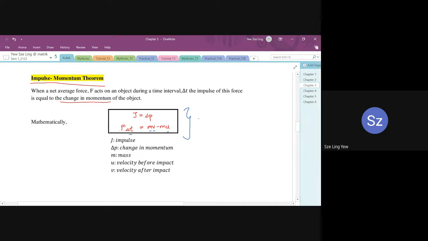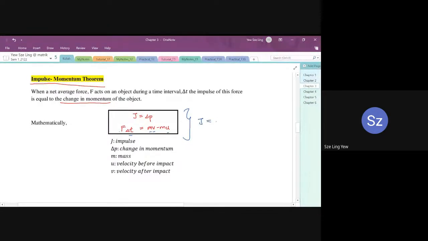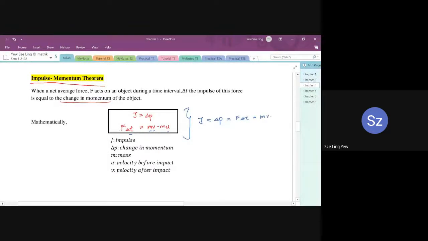In fact, I would prefer to write it as J equals delta P equals F delta T equals mv minus mu. What does it mean when I write it in this form? It means that J must equal delta P, F delta T must equal mv minus mu. I can also use the equation J equals mv minus mu, and I can also use the equation delta P equals F delta T. Basically they mean the same thing. So which of these four you use depends on which information is given.